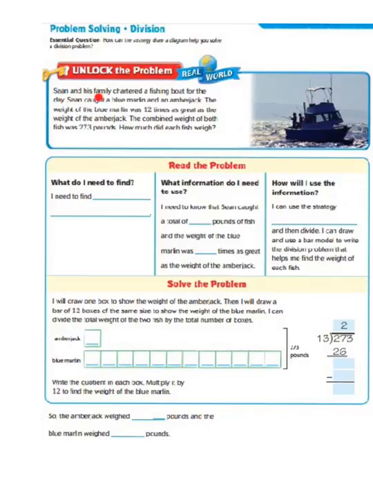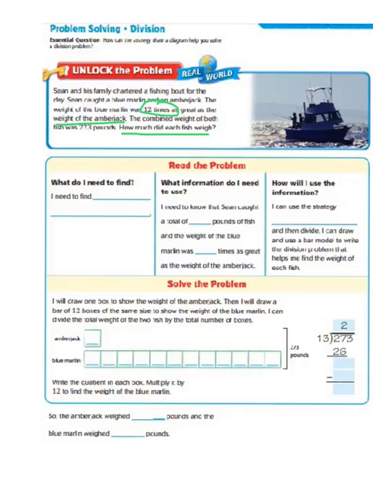It says, Sean and his family chartered a fishing boat for the day. Sean caught a blue marlin and an amberjack. The blue marlin weighs 12 times as great as the weight of the amberjack. The combined weight of both fish was 273 pounds. How much did each fish weigh? Well, we need to find out how much each fish weighed, and we know that the blue marlin was 12 times the weight of the amberjack.